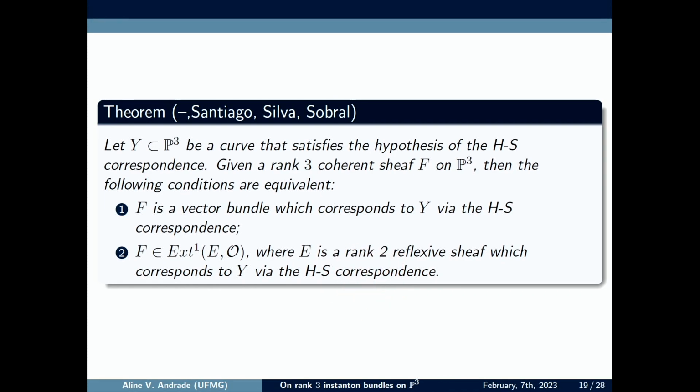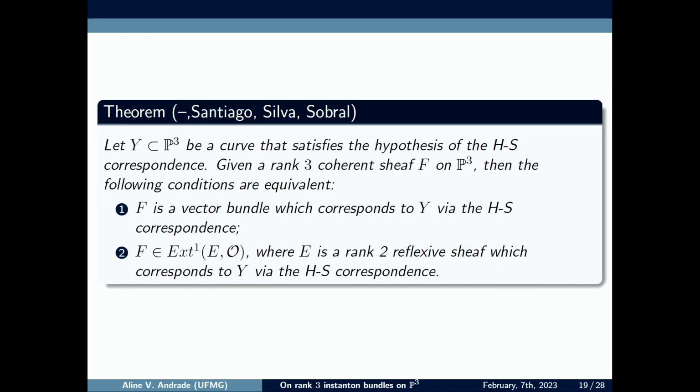That's one I believe almost all of you are familiar with, from Hartshorne's paper. So I have a curve. I can relate this curve with a rank 3 vector bundle if and only if this is an extension of a rank 2 reflexive sheaf, okay? And these two, the bundle and the reflexive sheaf, are both related with the same curve via the Hartshorne-Serre correspondence. This is going to be very useful for us because we're going to try to understand the moduli space of these using the moduli space of these over here, okay?